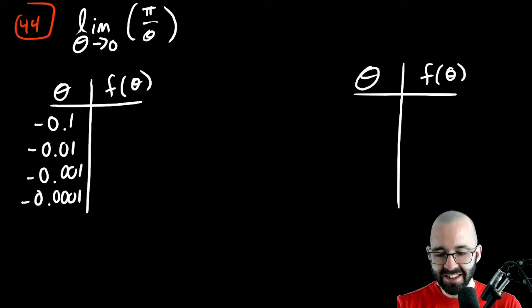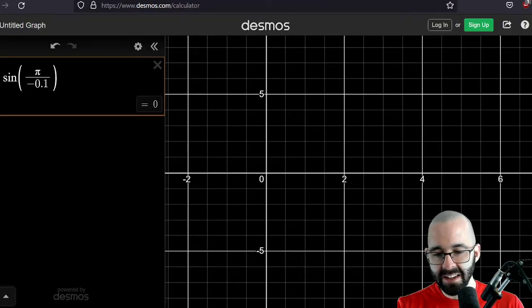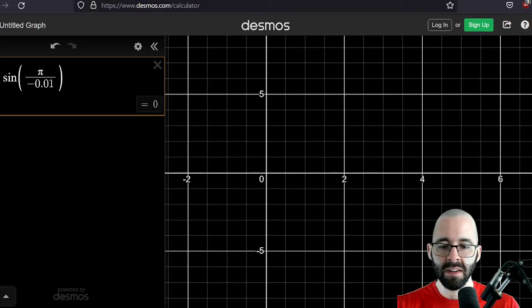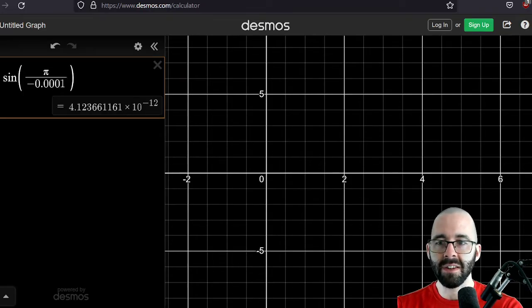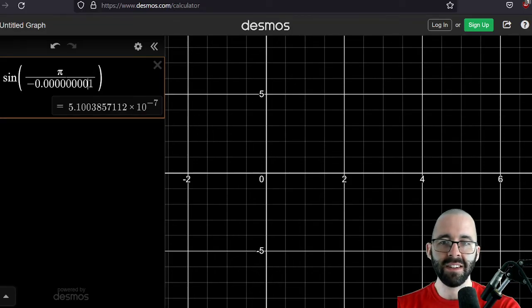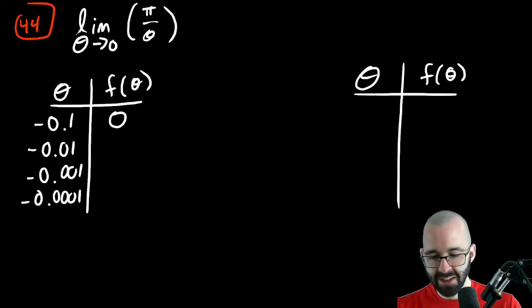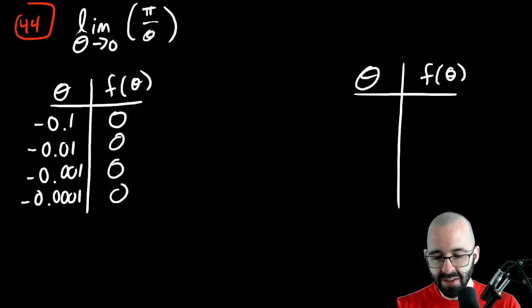All right, it's going to equal 0. I like this problem. All right, let's look at pi divided by theta for 0.00. Add another 0. Add another 0. This one's just rounding error. That's basically 0. Doesn't matter how many zeros, it's all rounding to something that's 0. So all of these, the function value is 0.